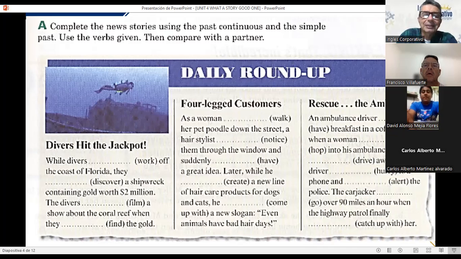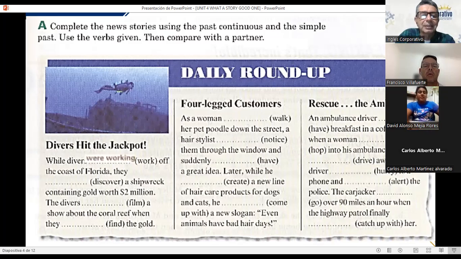Teacher, I have a question. What is the meaning of working off? Working off. They were trabajando. It doesn't matter the word off. It means that they were working. They didn't stop. Off the coast means afuera de la costa. Okay, they were working off the coast of Florida.